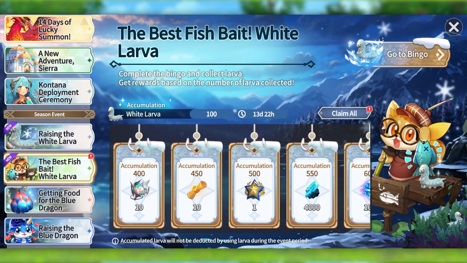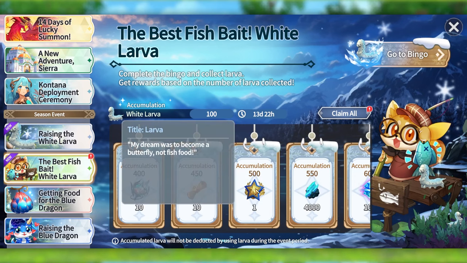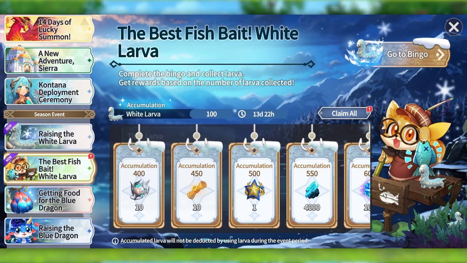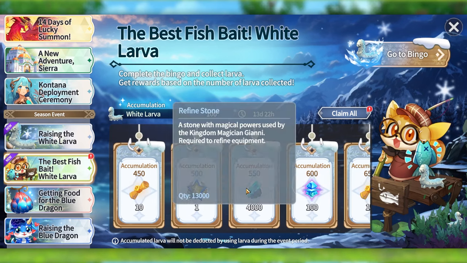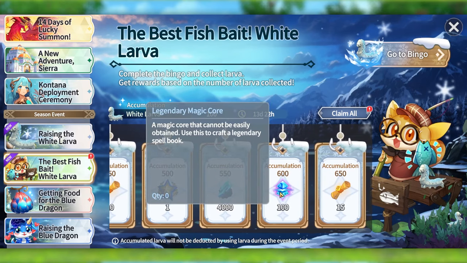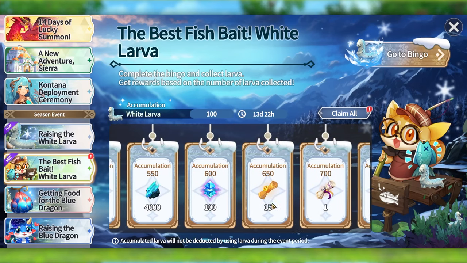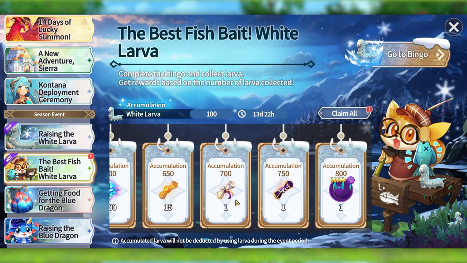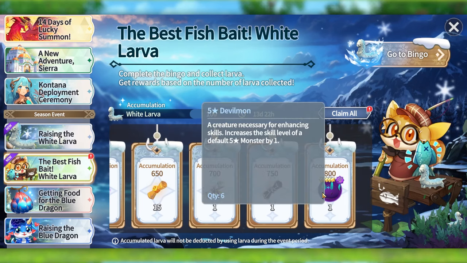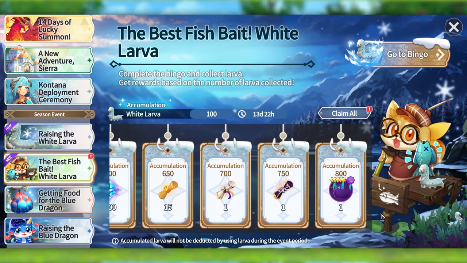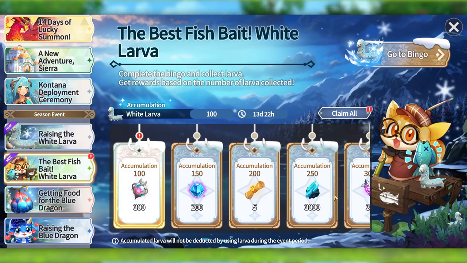Okay, this might just be the best reward of it. That's called just larva. Like, by far the best reward. More defined stones, 100 legendary magic cores, 15 mystical scrolls, a single light and dark scroll. Wow. A single legendary scroll and a devil mon. That's it. The good part is that it's at least easier to complete because you only need 8 bingo boards cleared. The bad part is that the rewards are, well, bad.